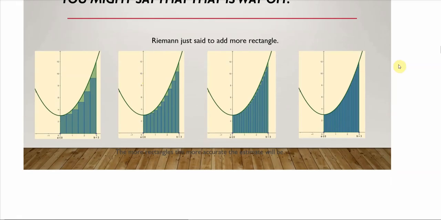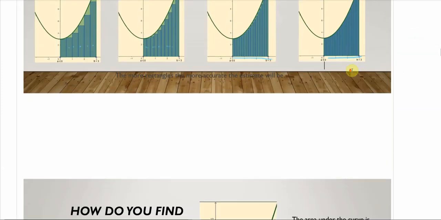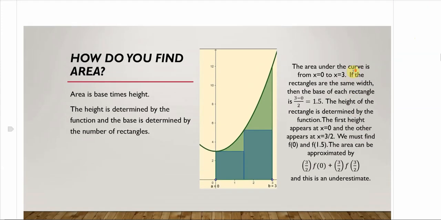So he just said, let's add more rectangles from 0 to 3. He added 6 there, then 10, and then a lot more. So what happens when you add more rectangles? You're going to get a better approximation. And as the number of rectangles goes to infinity, you're going to have the exact area underneath the curve. All right.